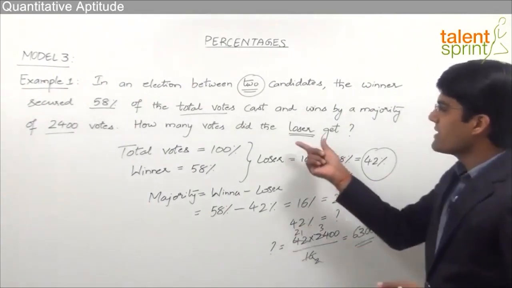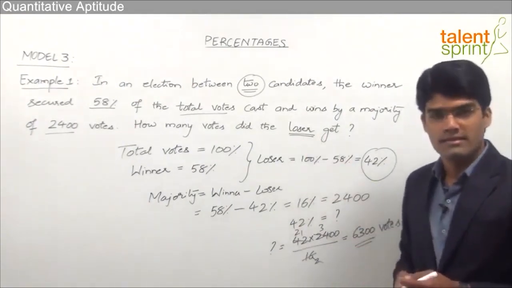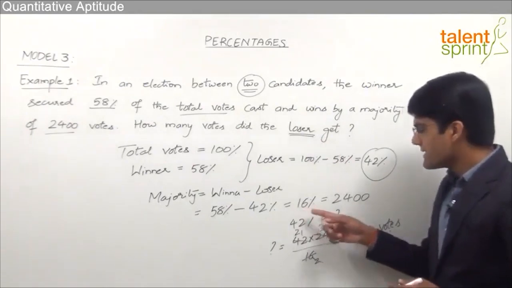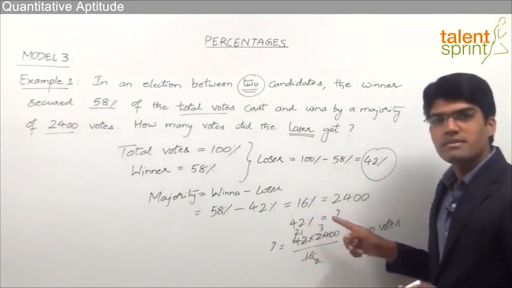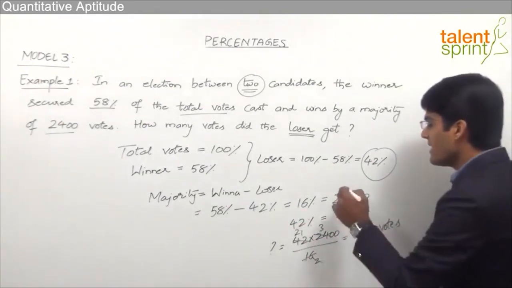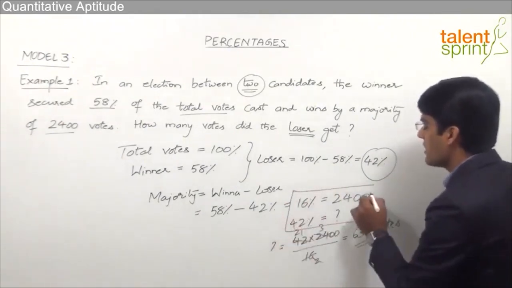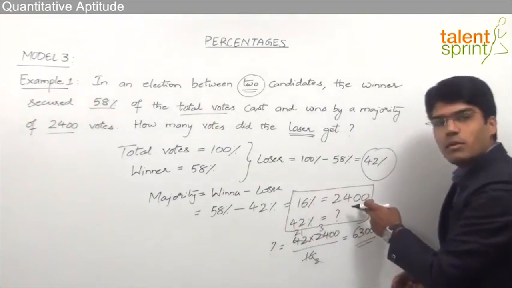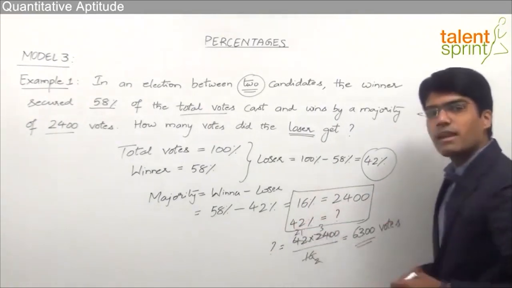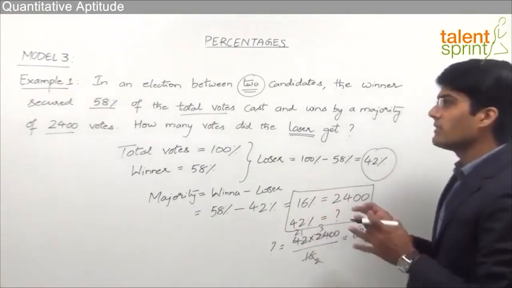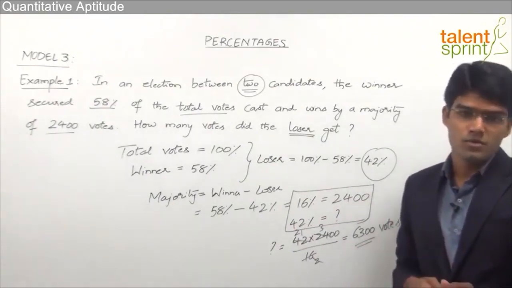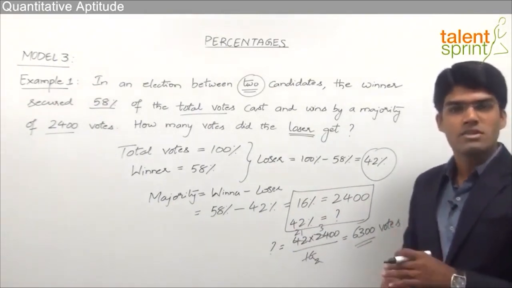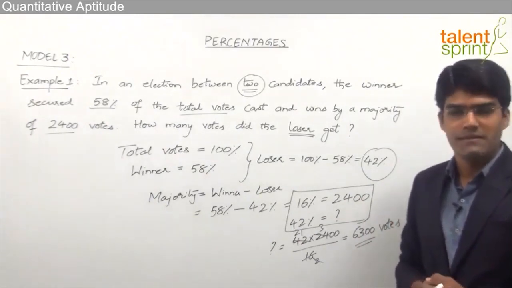Similarly, suppose the question says what were the total number of votes cast. So what do we do there? We know that 16% is 2,400, total number of votes is 100%. So 100% is equal to what? So as you can see here, again the question here is about one of the percentage equivalent is given and the other percentage equivalent has to be calculated. So this is how we can solve questions based on election by considering the total number of votes to be 100% and finding out the shares of the winner and the loser respectively.